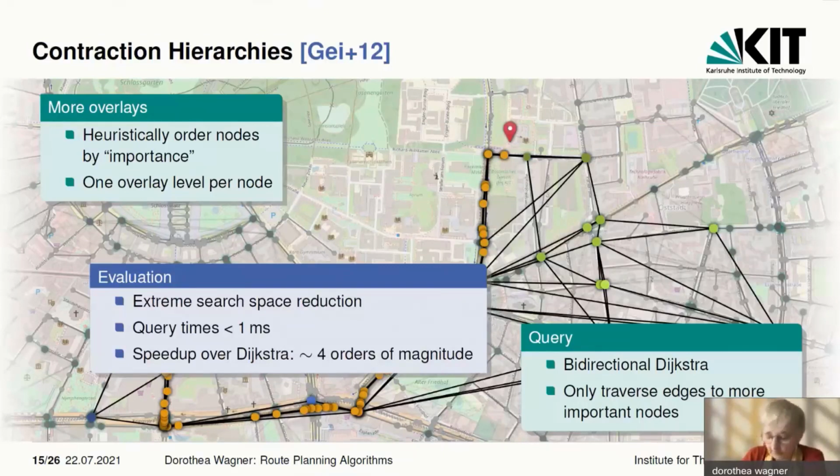The experimental evaluation leads to an extreme search space reduction. We have here query times that are below 1 millisecond, which means we have a speed up over Dijkstra of 4 more orders of magnitude. This is really practical.